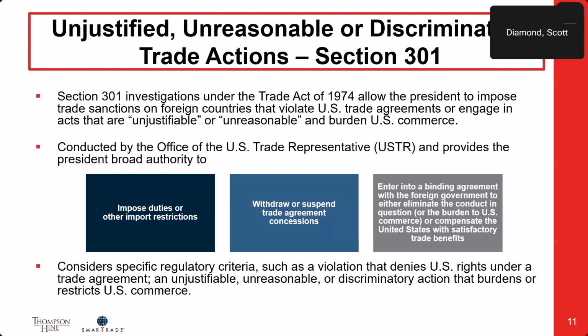The statute allows the U.S. to impose trade sanctions on foreign countries that violate trade agreements or engage in what is stated here, unjustified, unreasonable, or discriminatory trade actions. Historically, it's been used to pressure other countries to eliminate trade barriers and open their markets, so again, touching upon trade policy. But there is an investigative process to it. And on the next couple slides, I'll walk you quickly through that.